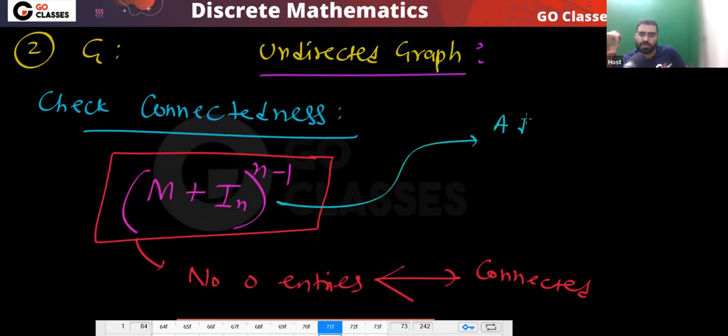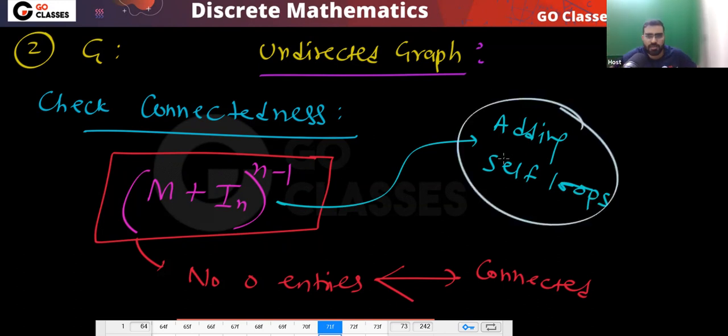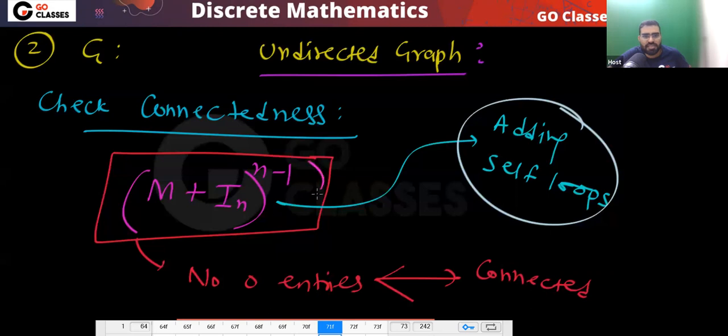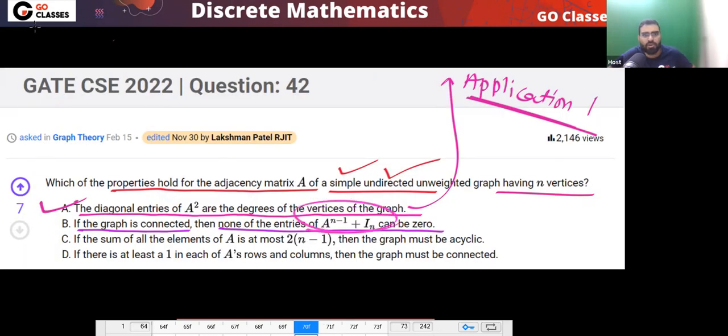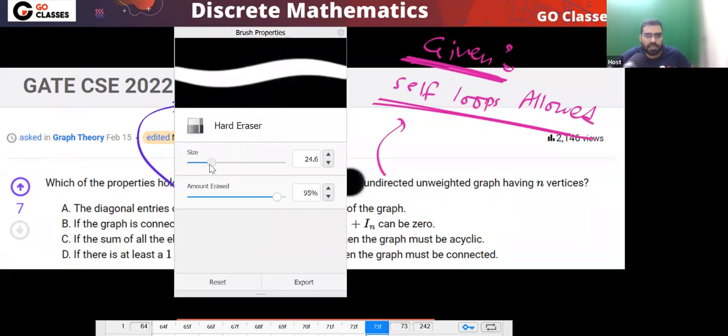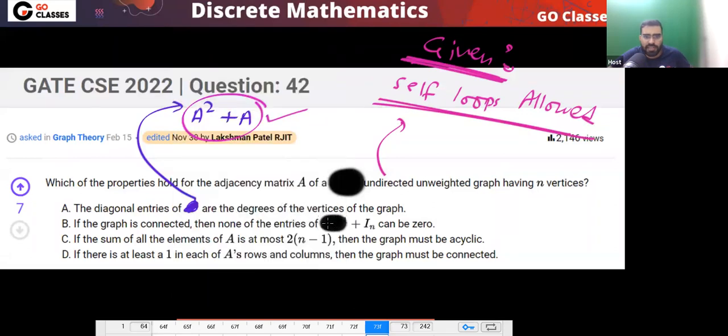This method is basically adding self loops, a smart method. You understood the idea, right? So you can see A plus IN. In this question, maybe they are trying to catch students who guess, who will tick it. But this is not that. This and this are separate. First you have to add self loops, then you have to take power N minus one. The same option will be correct if they do this.